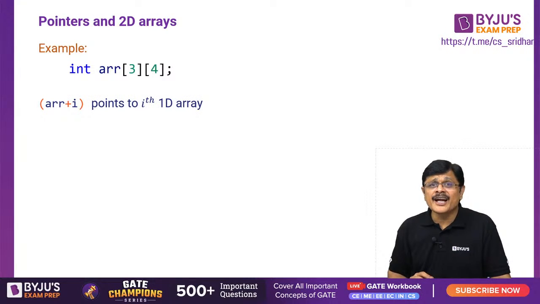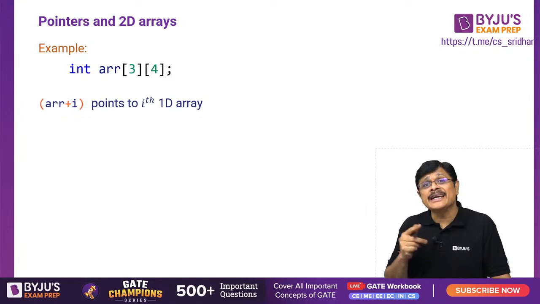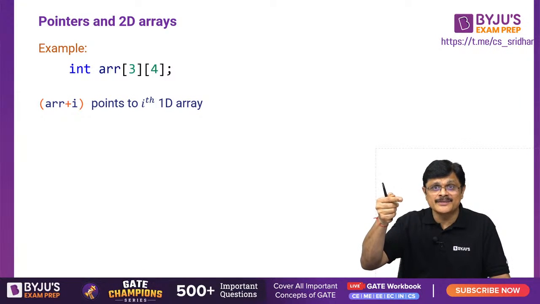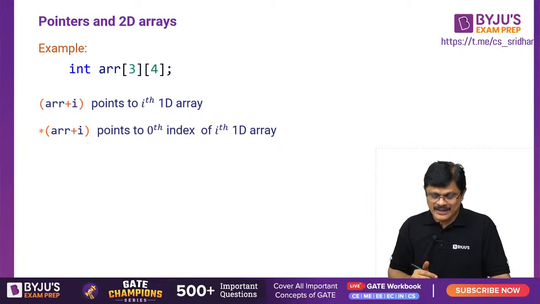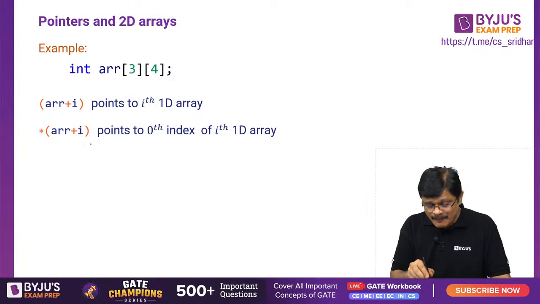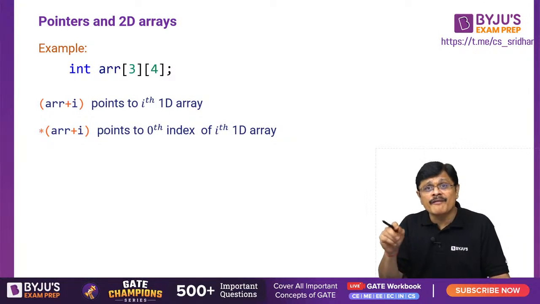Now what is ARR plus I? It points to the ith 1D array, starting from 0th: 0, 1, 2 like that. And star ARR plus I points to the 0th element of the ith 1D array.